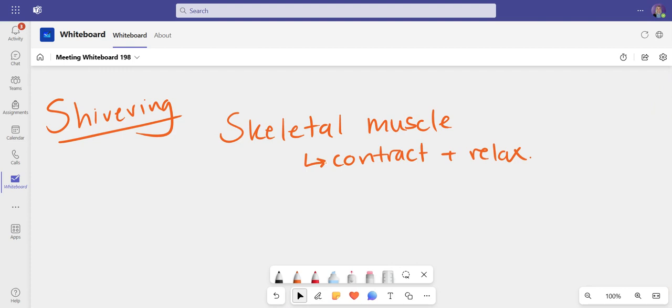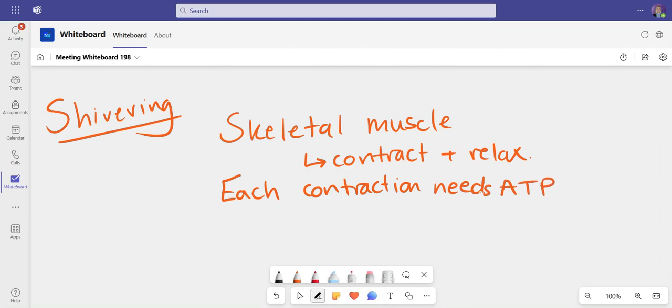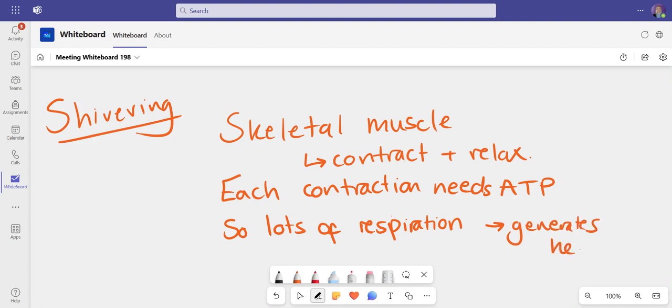All right. Now, heat gets generated because each contraction needs ATP. Okay, so each time the muscle contracts, it needs ATP. And therefore, to make lots of ATP, we need to do lots and lots of respiration. And respiration releases heat. Right, so the heat comes from respiration, and we're respiring more because we need ATP.